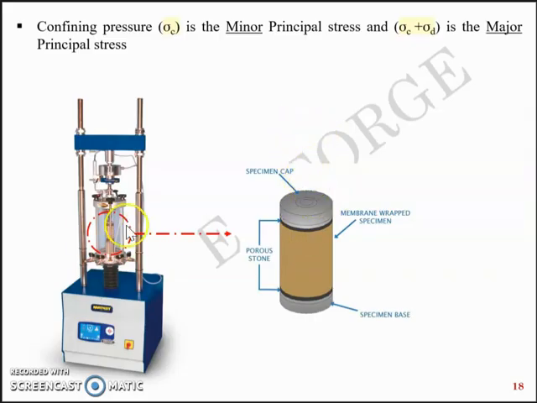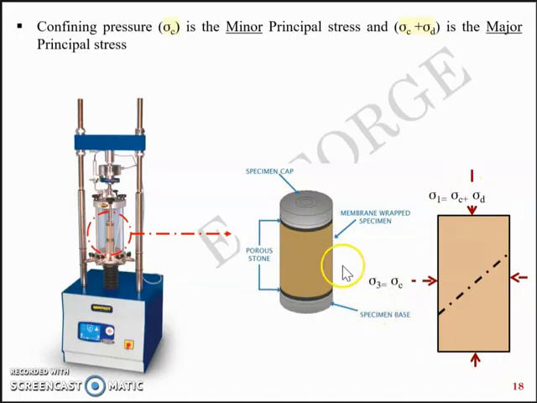So this soil sample is zoomed here, and the soil sample is kept within a membrane. So the membrane wraps the specimen, and above and below the membrane there are porous stones, and above the top porous stone you have the specimen cap. So this is a soil sample in schematic which gets applied with sigma c or sigma 3, which is due to the water pressure when water fills into this chamber, and sigma 1 is a major principal stress which is equal to the water pressure plus the deviator stress that you apply from this load mechanism.